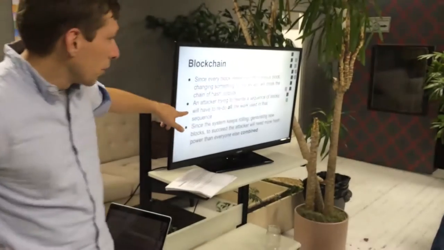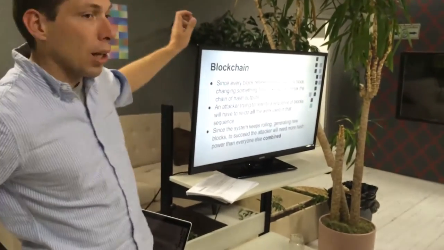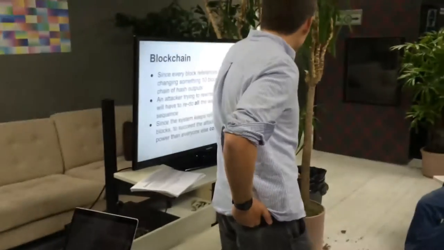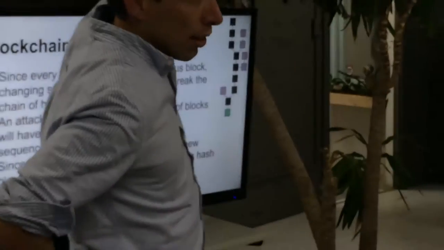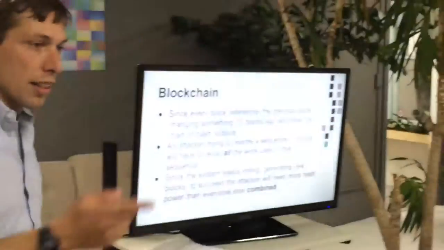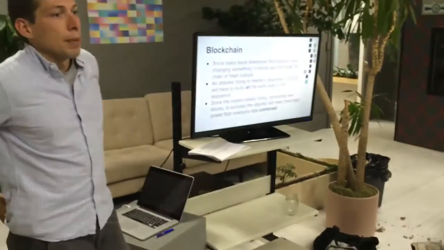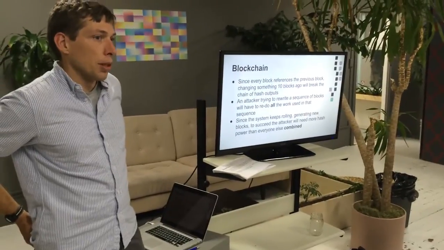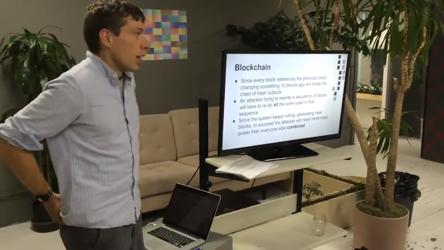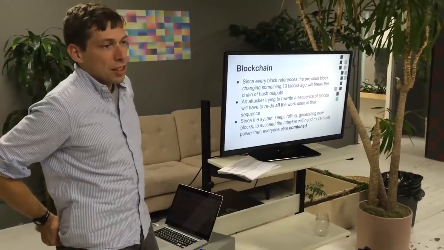So an attacker trying to rewrite a sequence would have to redo all the blocks. If I attack here, and I say, no, I don't want this, I want to go here, I'm going to have to build all the blocks up higher than the current chain. Oh, way past that. In practice, I don't know what the hardware does now, but it's many billions of hashes per second, and since you only get 4 billion possible states with that nonce, what they do is they do all these little tricks, like they change the time.